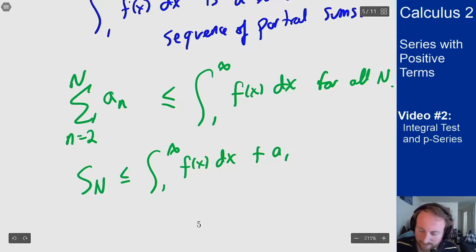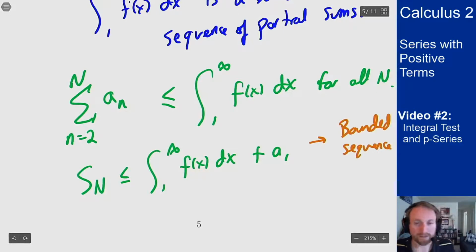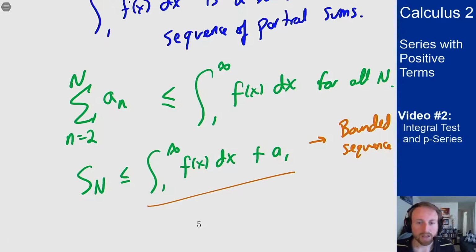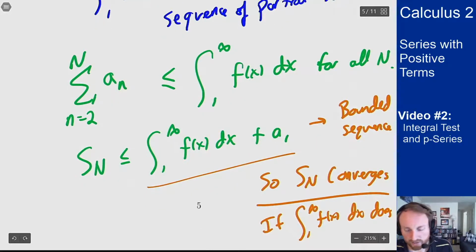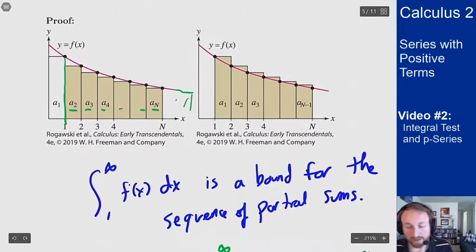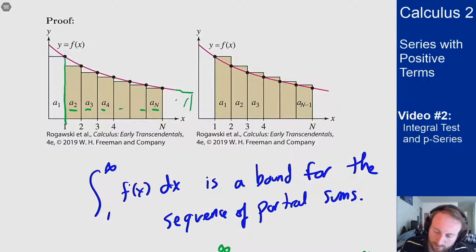This tells me that this is a bounded sequence, provided the improper integral converges to a number. I don't have to find that number, I just have to know that it does converge to something. And if it does, this here is some number, whether I can find it or not, that is an upper bound for my sequence of partial sums. Therefore, my sequence of partial sums is bounded, which means it converges. So that's the one direction. For the other direction, the idea is similar, except now I know that my partial sums are going to be bigger than the integral, because the area they take up is more than what's under the function.